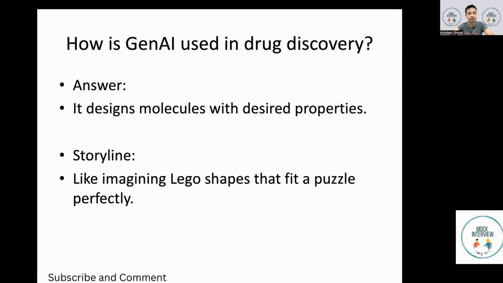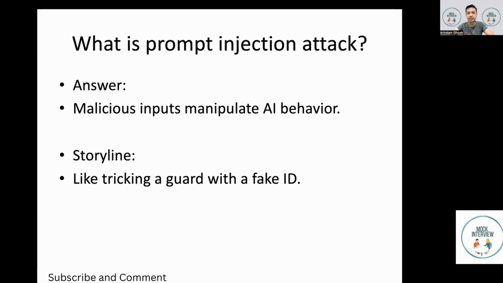Great. Next question, how is Gen AI used in drug discovery? Answer, it designs molecules with desired properties. Storyline, like imagining Lego shapes that fit a puzzle perfectly. Next question, what is prompt injection attack? Answer, malicious inputs manipulate AI behavior. Storyline, like tricking a guard with a fake ID.